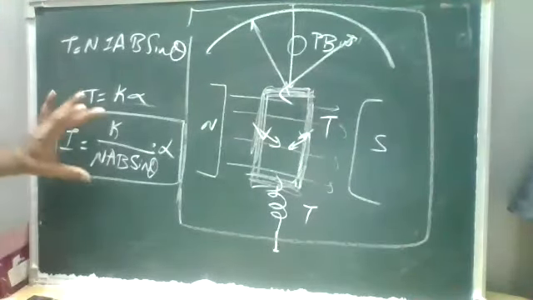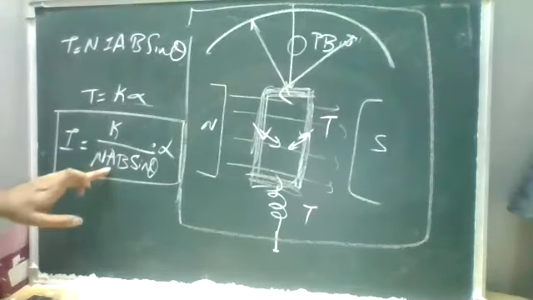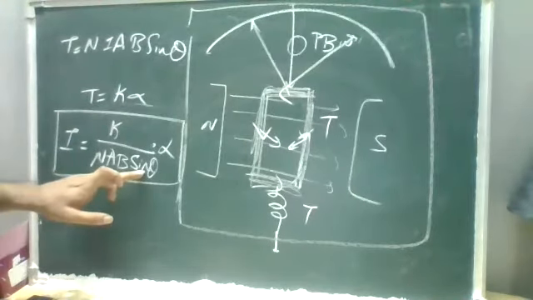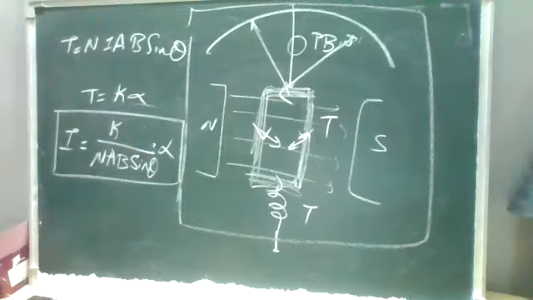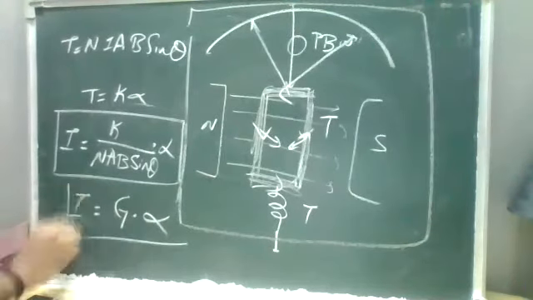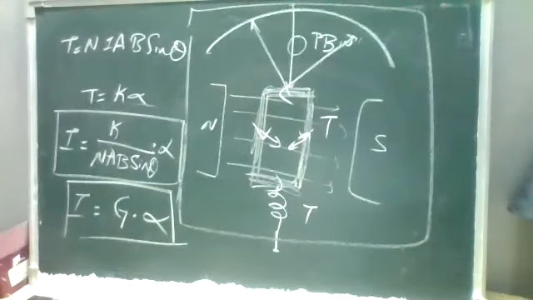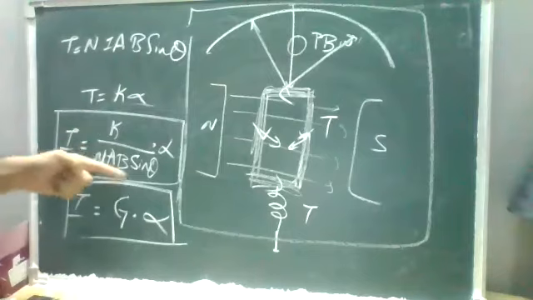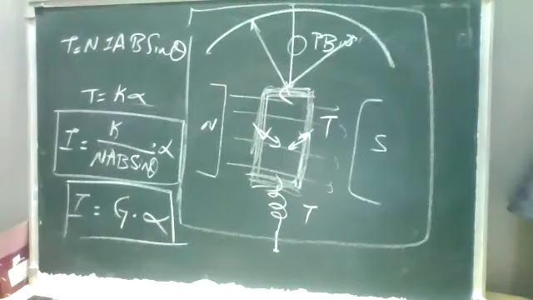Here K is constant, N, the number of turns, is constant, area is constant, magnetic field is constant, and the angle is constant. So in this relation there is a term we call the galvanometer constant, capital G. I is equal to G alpha, where G is equal to K by NAB sin theta.